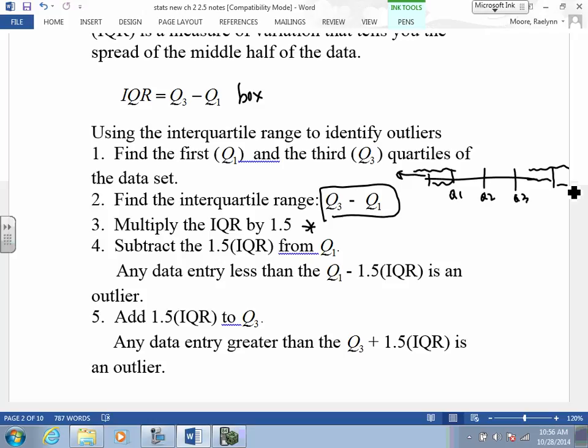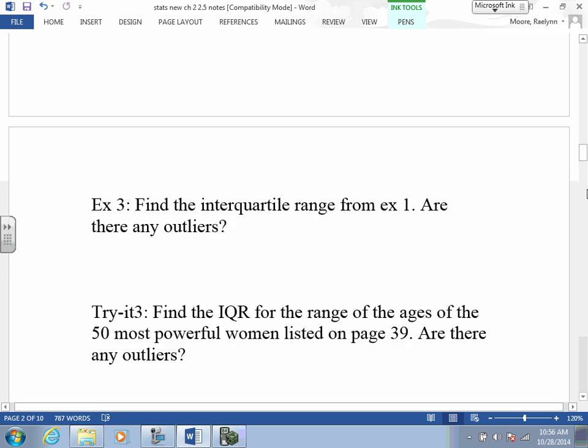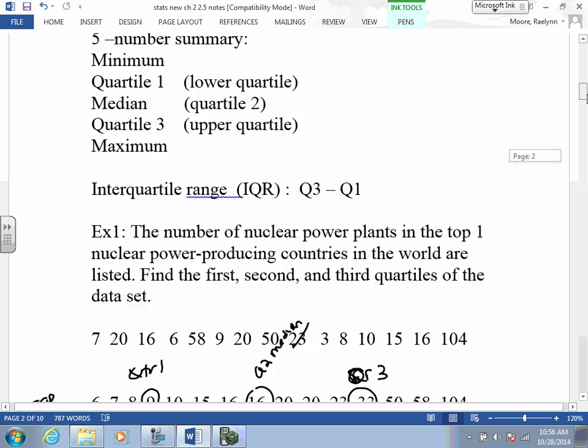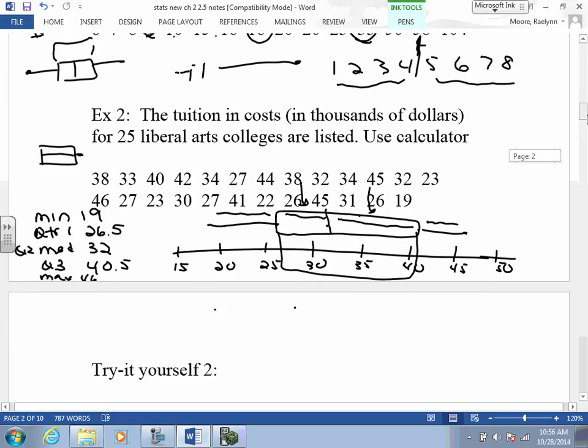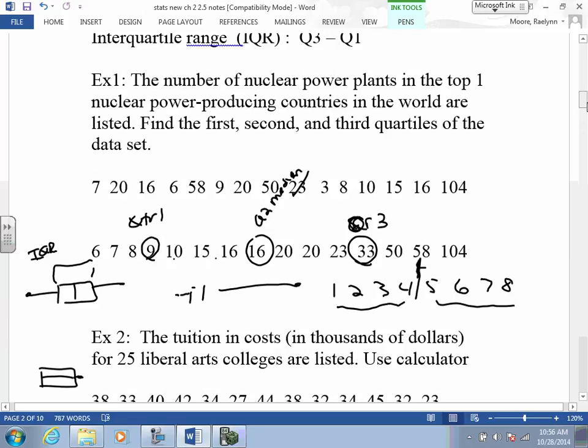Now the data with the 104, we will definitely see it's an outlier. So if you take a look at this data, here 104. We said your quartile 1 is 9, and your quartile 3 is 33. What's the difference between 33 and 9?